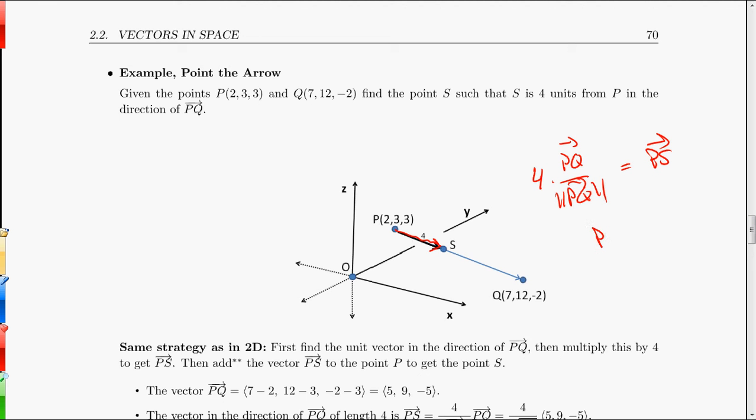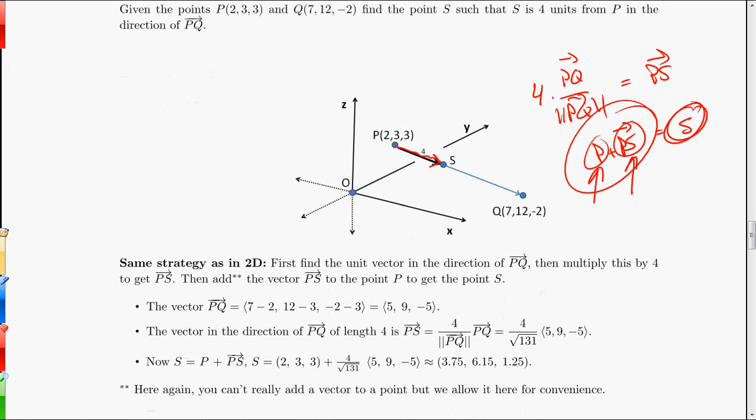Then I'm just going to take P plus PS, the point P plus the vector PS, and that will terminate at the point S. There's a little abuse of notation in that, officially speaking, P is a point and PS is a vector. I shouldn't be allowed to add them, but if you just add them term by term, you'll end up with a point, and that will be where PS terminates. Alright, so we're going to follow that procedure.